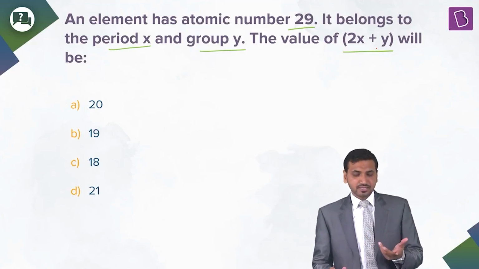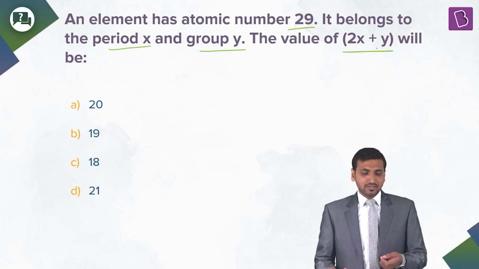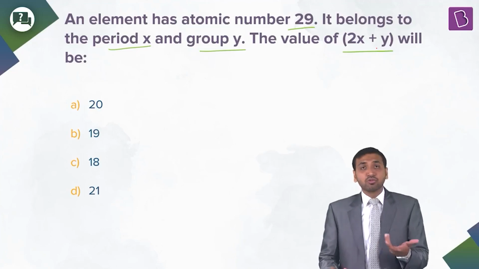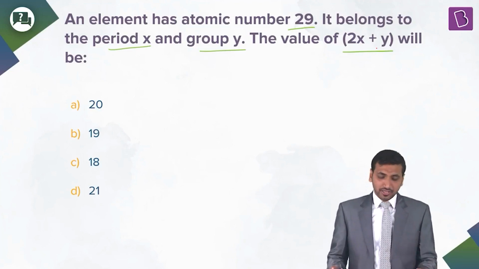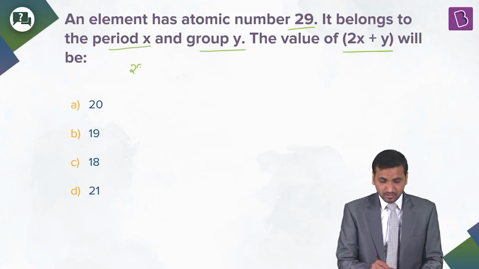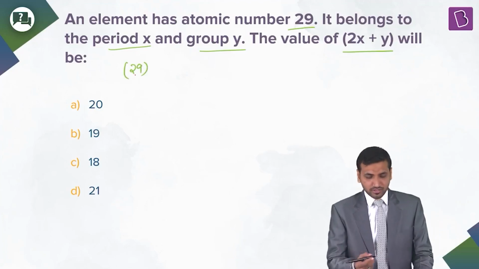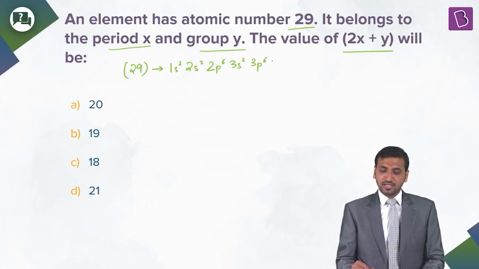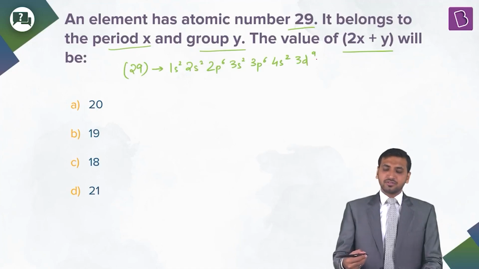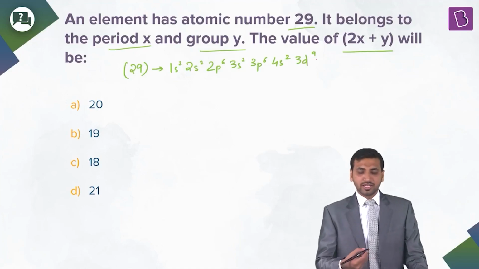So let's write the electronic configuration, and then we'll find to which block it belongs, and accordingly we'll figure out what is the period and the group. Let's do it. So 29, I'll assume that I don't know it is copper, but it is 29. If you write the electronic configuration, it will be 1s2, 2s2, 2p6, 3s2, 3p6, and then you have 4s2, 3d9, right? If I follow the Aufbau rule, it will be like 4s2, 3d9.